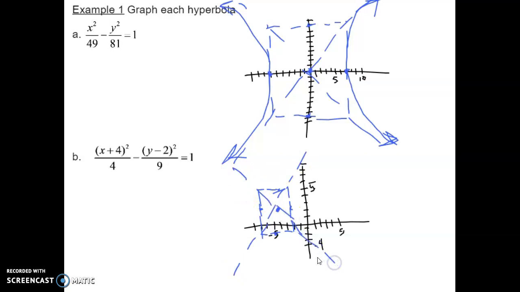And those are just going to give me my guides. So my hyperbola is going to open from this point left, and from that point right there, right. I know it opens left and right because x has a positive value in front of it. Y's got the negative in front of it.